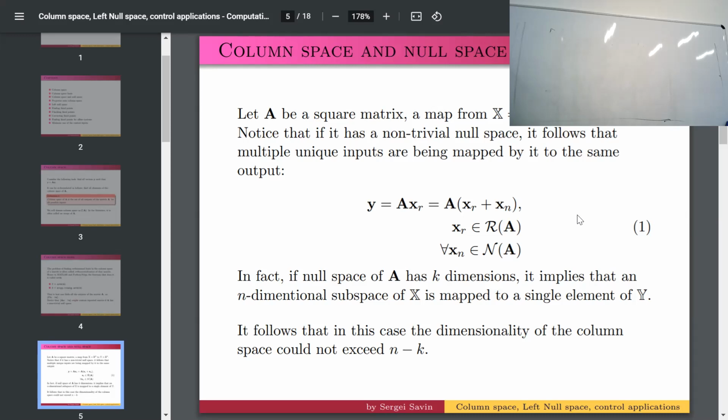Well, n minus k in this case is the rank of the matrix. So if you have a k-dimensional null space, your rank is n minus k. And your column space would have dimension n minus k. And your row space would have dimension n minus k. So rank defines the dimensions of the column space and row space. By the way, have you seen the operation rank in Python or MATLAB?